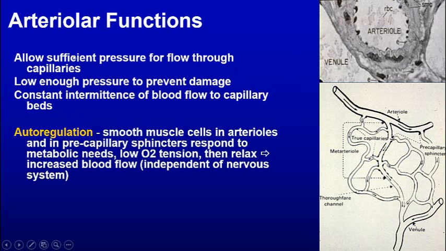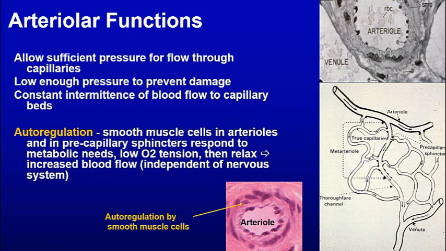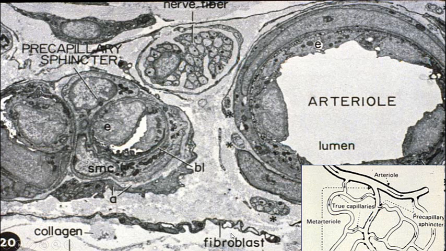Also, the arteriole has autoregulation. That is, it's self-regulating. In addition to having nervous control, it can relax itself. And it does that by oxygen tension. If oxygen tension is low, it relaxes. And when it relaxes, that increases the caliber, and you get more flow coming through there, again, to bring in more oxygen. So it's the smooth muscle cells of the arteriole that have the autoregulation.